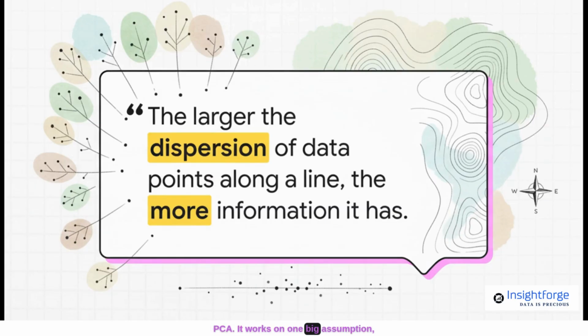It works on one big assumption. Variance equals information. And it makes sense, right? If all your data points were just in one tiny, tight clump, what's the story? Not much. But the more spread out they are, the more they tell you about all the differences and patterns in your data set. So PCA is all about finding that spread and maximizing it.